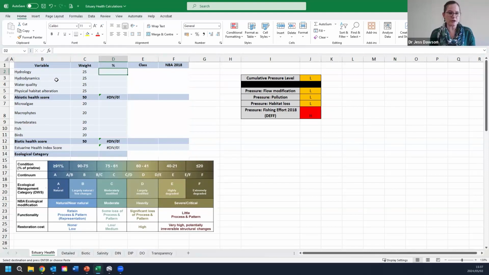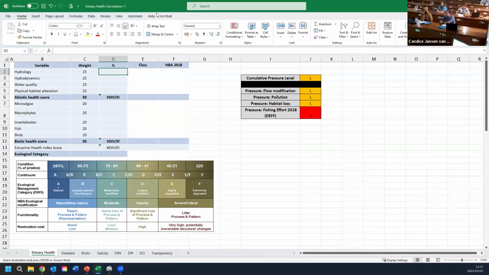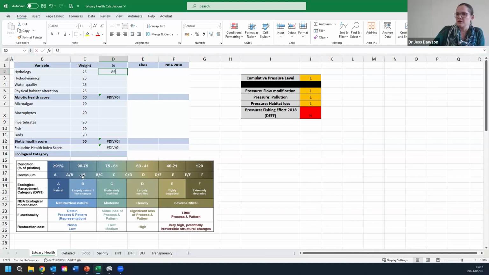So this is the amount of flow and fresh water coming into the system. It says that the cumulative pressure is low. So what percentage would you like to put there? Seeing it as it is open, I was thinking close to at least 85%. 85%. Okay, which is a B. So we put this as a B.